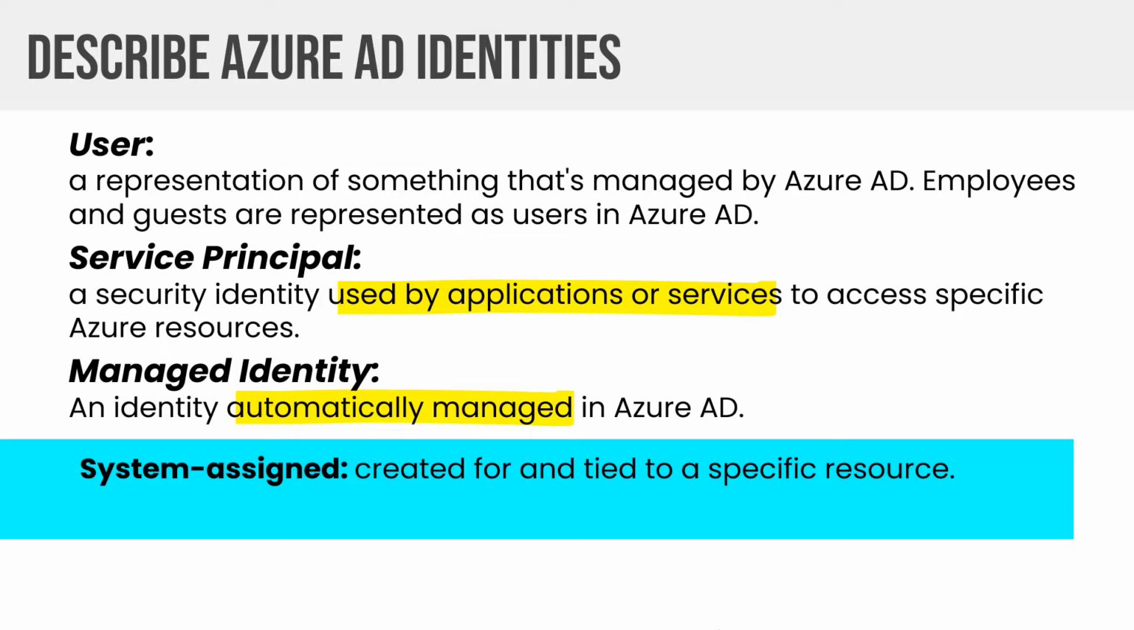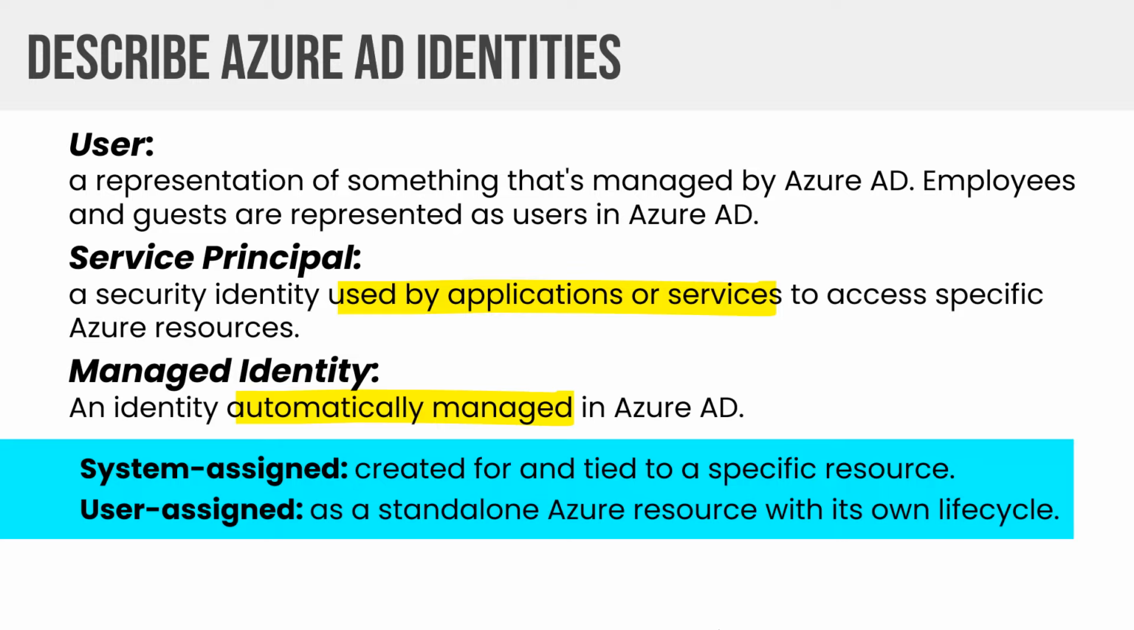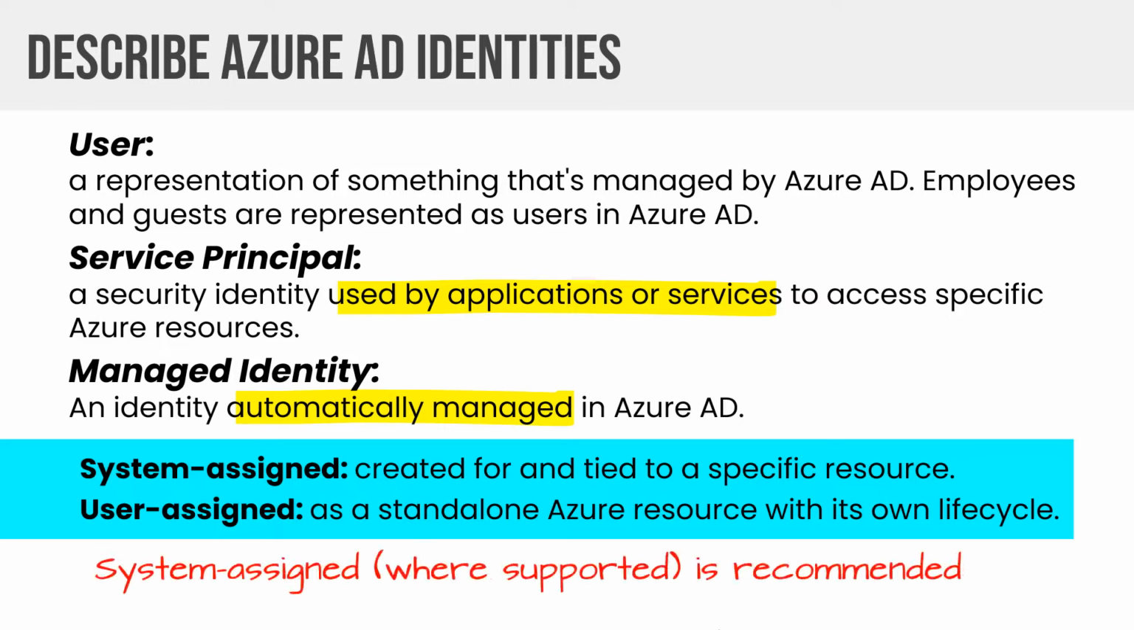And maybe we need to use a managed identity across multiple resources, so basically create once and manage independently. We could use a user assigned managed identity, which is a standalone Azure resource with its own lifecycle. So where supported, Microsoft recommends system assigned managed identity because they are the least amount of work, because the lifecycle is managed for you, essentially.